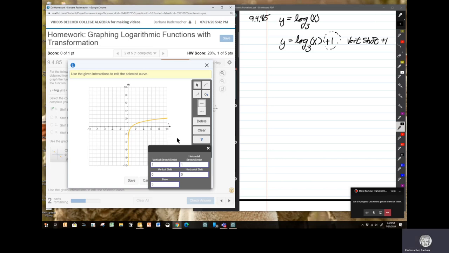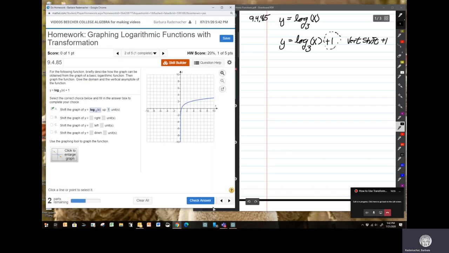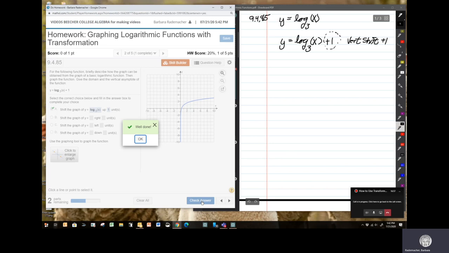Now, remember we have a transformation though, so it's not going to end up looking like that. We're going to move 1 unit up. That's a vertical shift right here. So the vertical shift is going to be positive 1. Positive in this case means up. Now they already have the base 3 filled in for us, so let's save and check the answer.